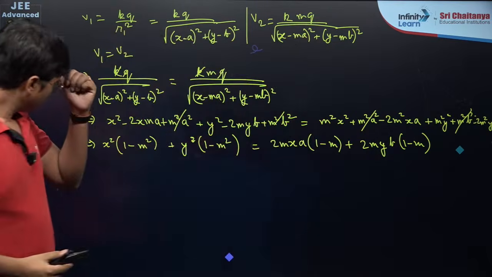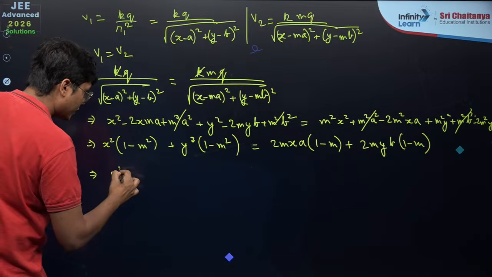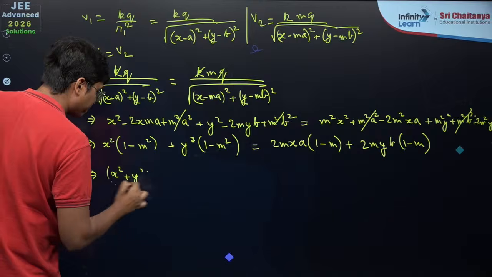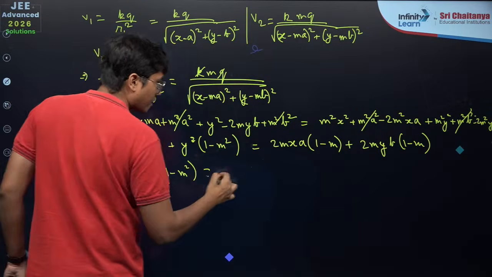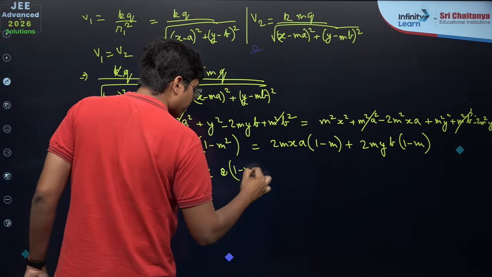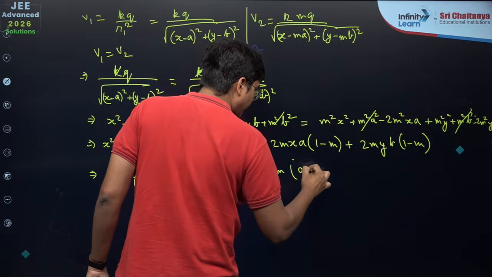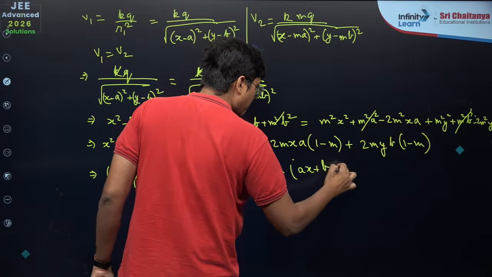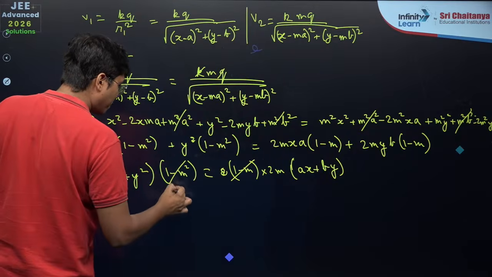A lot of work. x square plus y square times (1 minus m square), that is (1 minus m) times 2m times (ax plus by). (1 minus m) cancels with this to give you (1 plus m).